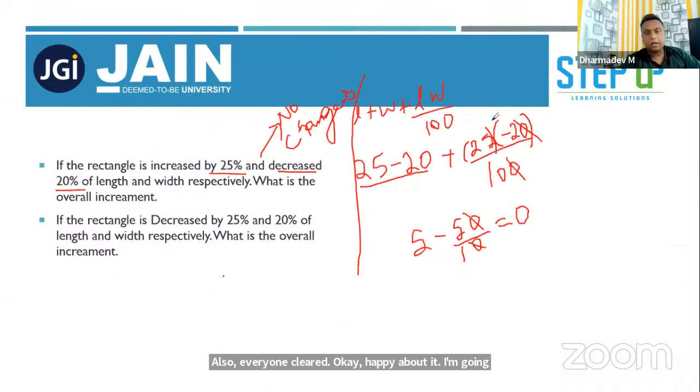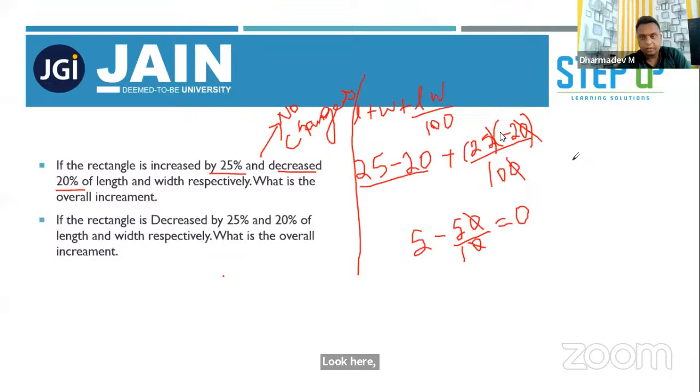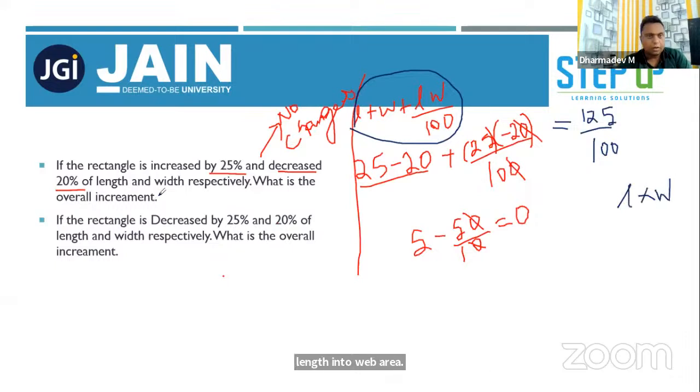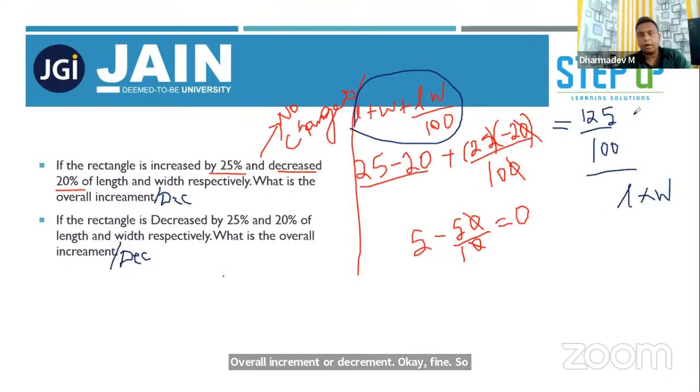I'm going with the next slide. Look here. Here it is about decrease. We know that there is no change as per this formula method or this method. It is sure that there is no change. So I'm going to do the same thing over here. Increased means 125 by 100. Same concept of length into width, finding the area. Overall increment or decrement. Okay, fine. So now the length is 125 by 100.